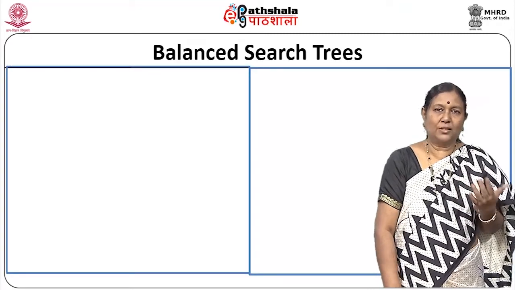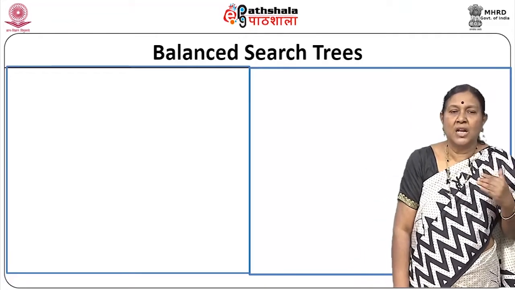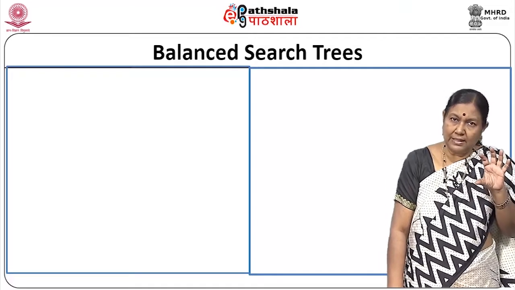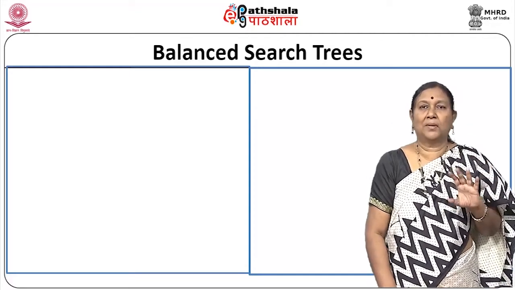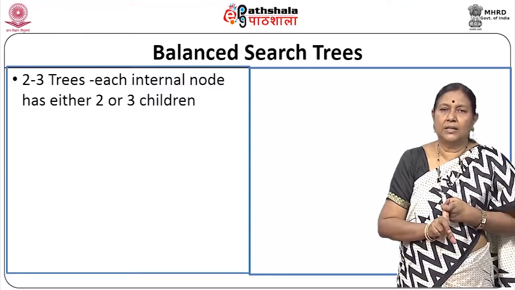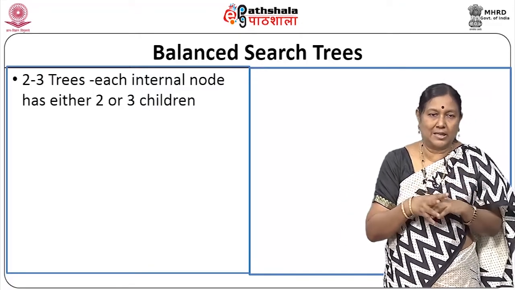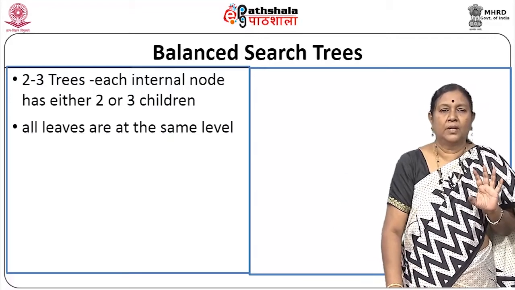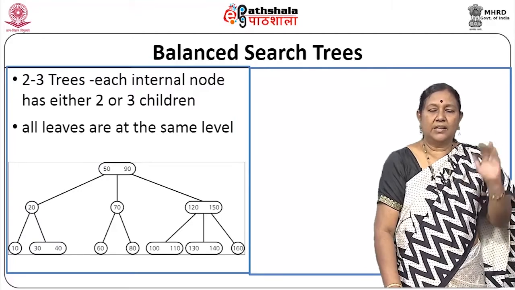So, let us go back to balanced search trees. In the previous 4-5 modules we had spoken about balanced search trees, but specifically about balanced binary search trees. Here we are not talking about binary search trees. In 2-3 trees, now look at the difference, we are talking about something called an internal node and an external node. Each internal node can have 2 or 3 children, and all leaves are at the same level.